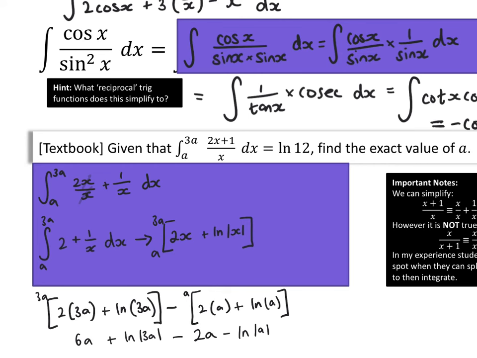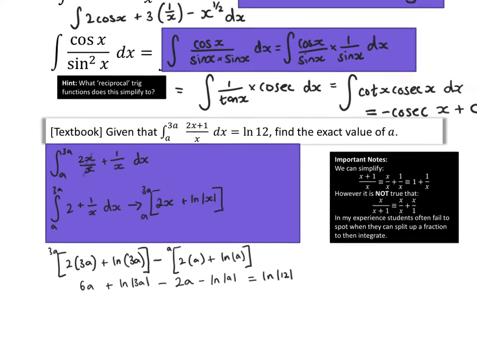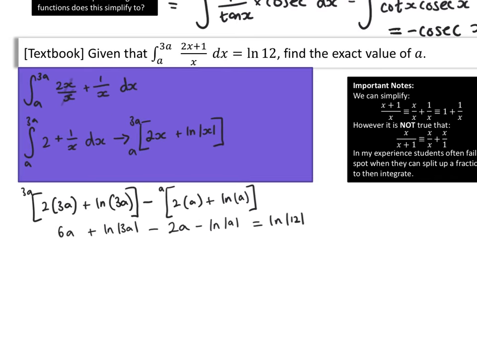So now I know this equals the ln of 12, because it tells us that in the question. So now 6a minus 2a, and all we're doing here, again, is simplifying algebra. This is the skill we're using for a. Okay, log laws: ln 3a minus ln a. When we minus, it means divide. So this is plus the ln of 3a over a.